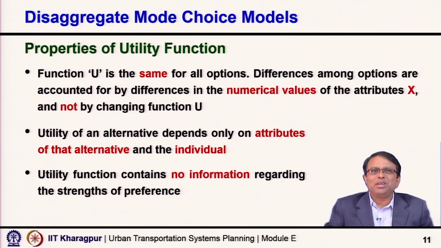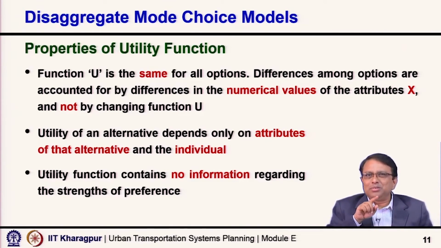Now, there are certain properties of the utility function. Quickly see what the properties are. The function u is the same for all options. I have mentioned this in some other form earlier, right, that the utility function does not change for alternatives. Coefficients are the same: travel time, travel cost, waiting time, all these coefficients are the same. So, the function u is the same for all options. Differences among options are accounted for by the difference in the numerical values of the attribute x. Travel time by car and travel time by bus is different, cost by car and cost by metro is different, right, not by changing the function u.